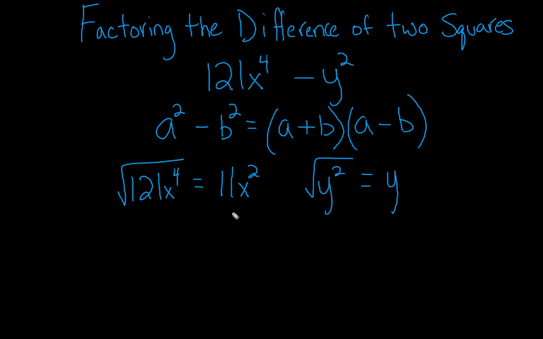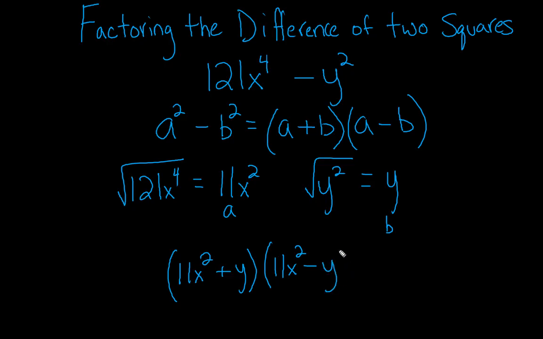Really what we found here was the a value when we took the square root, and then we found the b value when we took the square root of the second term. So we can factor this out by subtracting one set and adding one set. We're going to do 11x squared plus y times 11x squared minus y. And there is your complete factored form when you have the difference of two squares. I encourage you to multiply these two binomials back out and you will get the original expression.